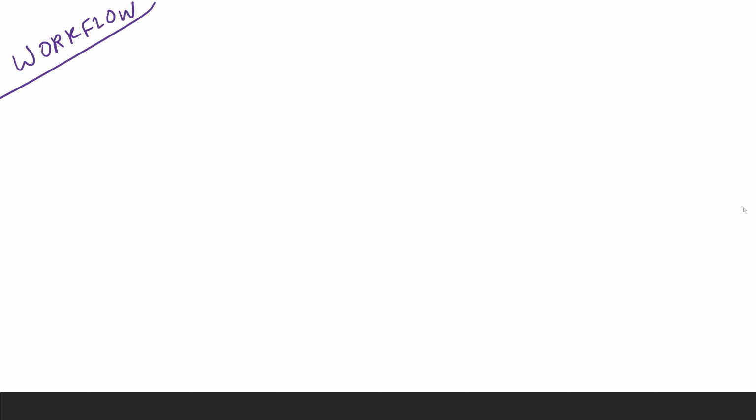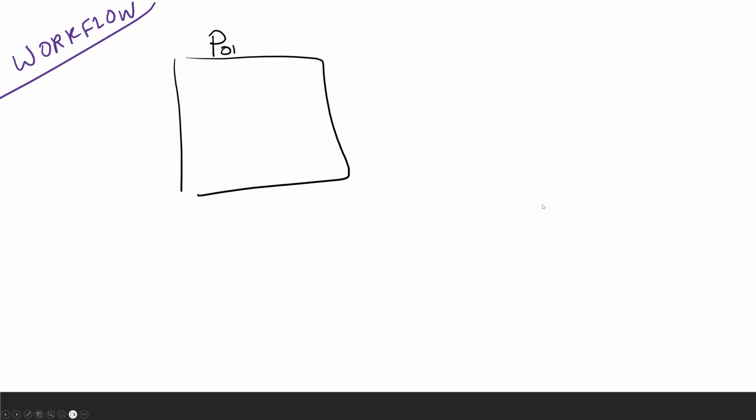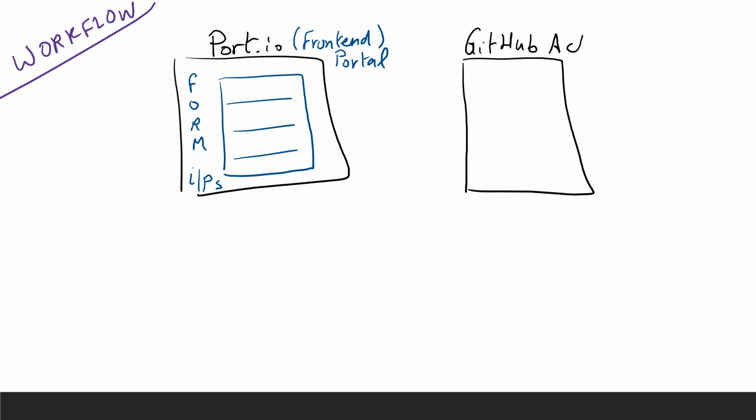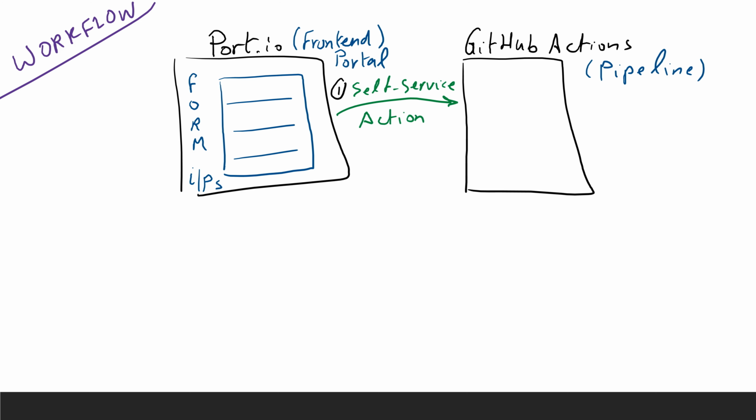Now, before we get into the weeds, let's take a look at the workflow of what we're trying to achieve. First off, we have port.io, which serves as our front-end portal. You'll see a form with inputs that you're going to enter as a developer to create a Python Flask application. And what that's going to do, it's going to actually go out and trigger a GitHub Actions pipeline through this self-service action defined inside of port.io.